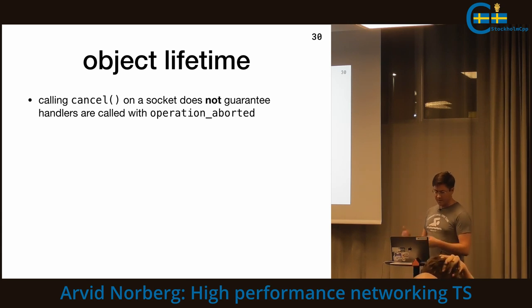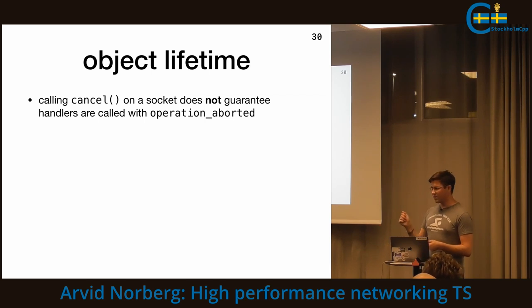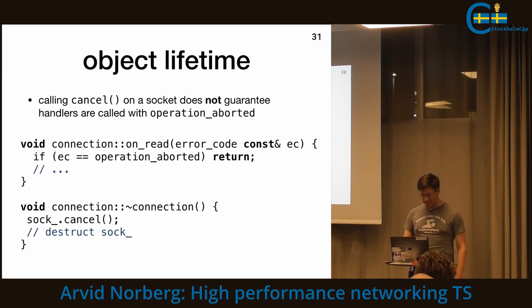So this guarantee is really important to preserve when you implement your own higher level operations as well. For example, as I mentioned, if you call cancel, your handler gets called, is posted, right, or called with the operation aborted error, but you're not guaranteed that. Maybe the read operation or the write operation actually completed behind your back and you haven't seen it yet, because you're running some other handler and you're canceling the socket. You cannot assume that just because you called cancel, any handler that's called after you called cancel will have this error. It may be called with a completed operation. So for example, this is not okay.